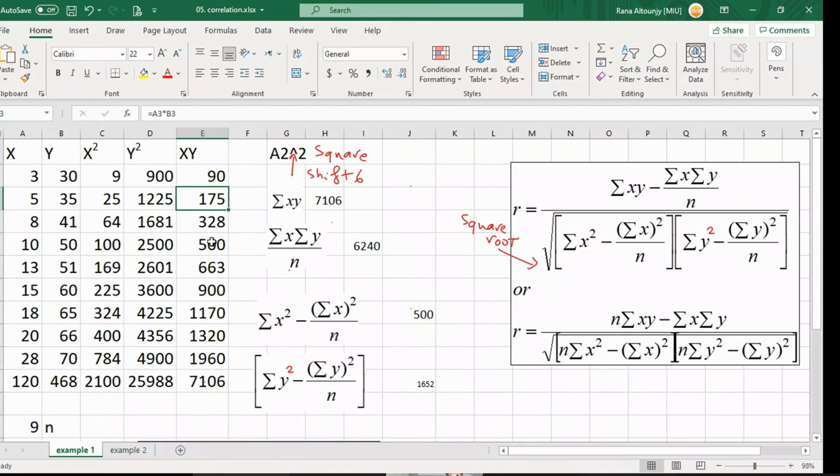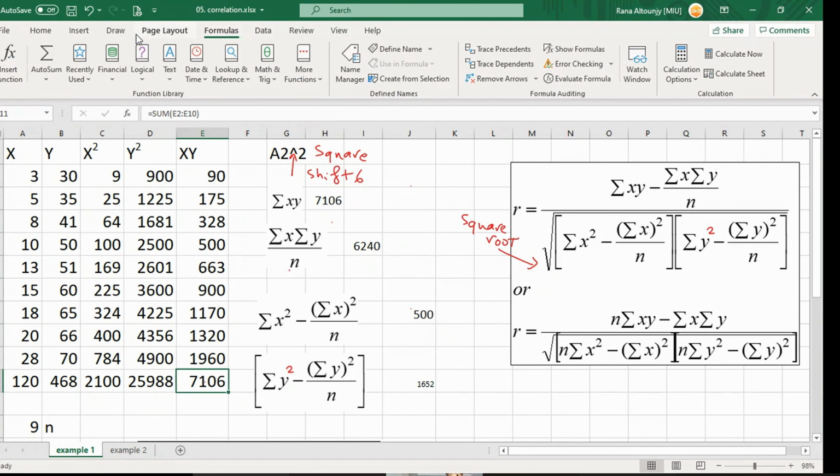Okay, so here we calculate the sum of x multiplied by y. Here x multiplied by y. Then we take the sum. If we go to the formulas, you can see the sum is available here. You just click sum, select the cells, and we take the sum. So the first part of the equation here is sum x multiplied by y. This is x multiplied by y. This is the sum, which is 7,106.